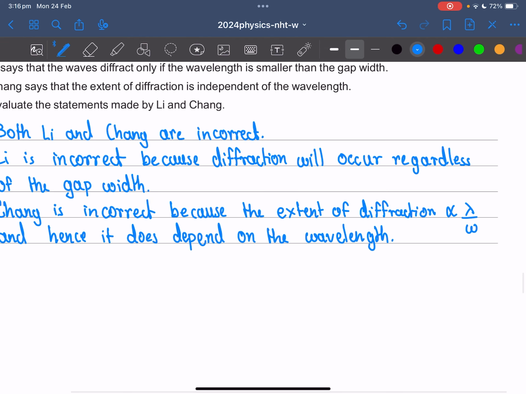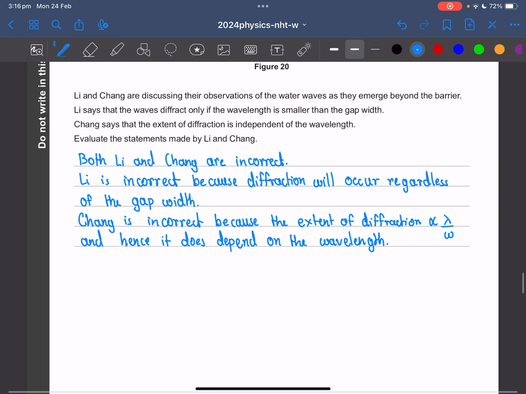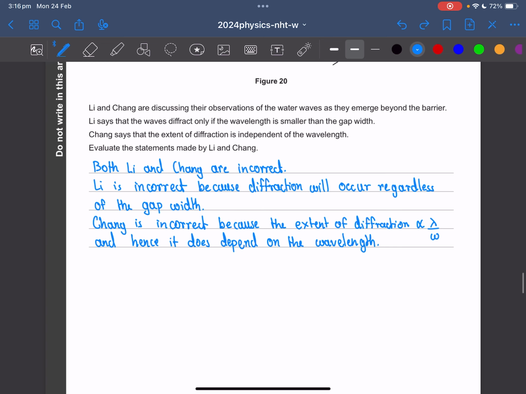Okay, so this proportionality over here proves both of them wrong, technically. Hopefully that made sense. So diffraction will occur, and how great the extent of diffraction is is determined by this over here. And of course, as you can see, it's totally dependent on the wavelength right here. So that's why both of them are incorrect.